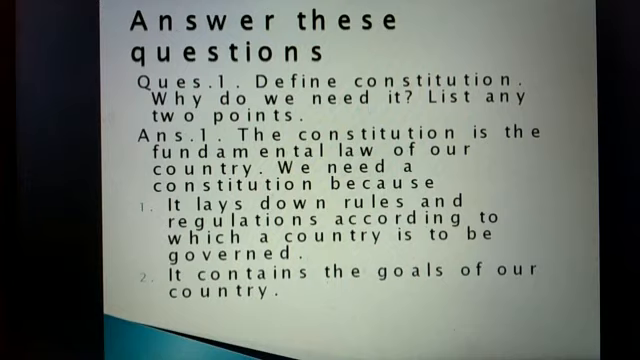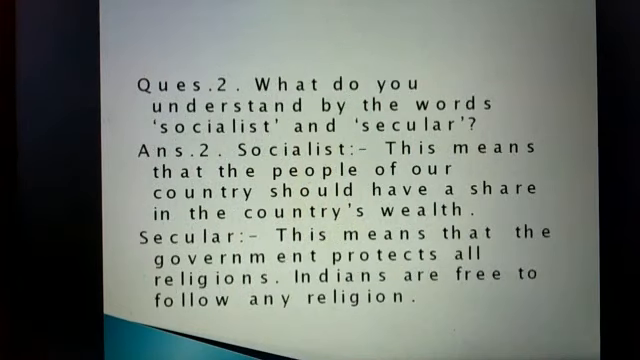Hope you have written the question answer. Question first and answer first. Hope you have written it. Okay, moving to the next. Question number 2. What do you understand by the words socialist and secular?